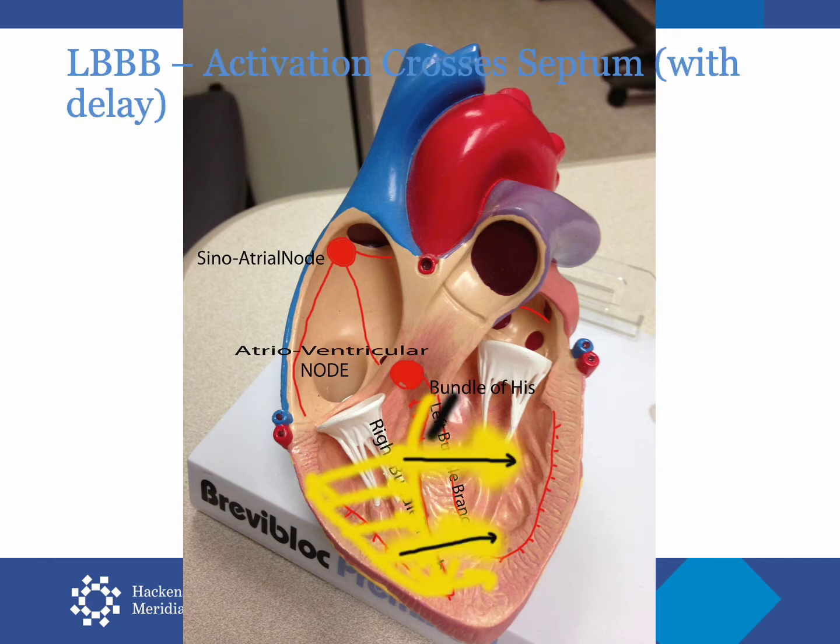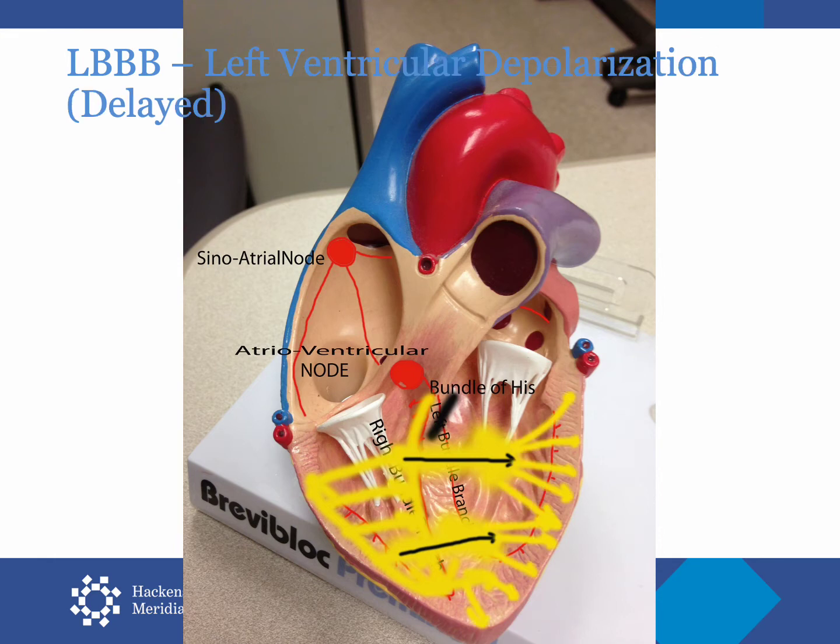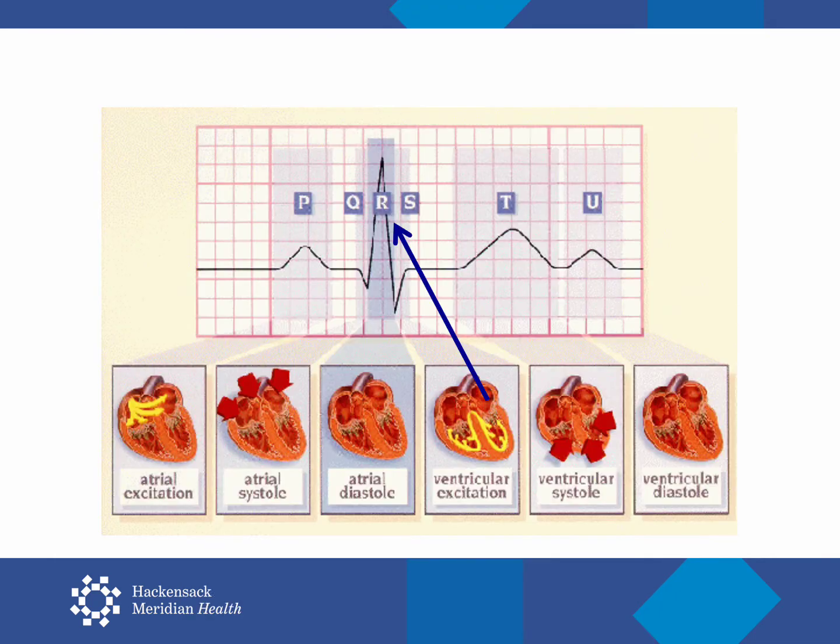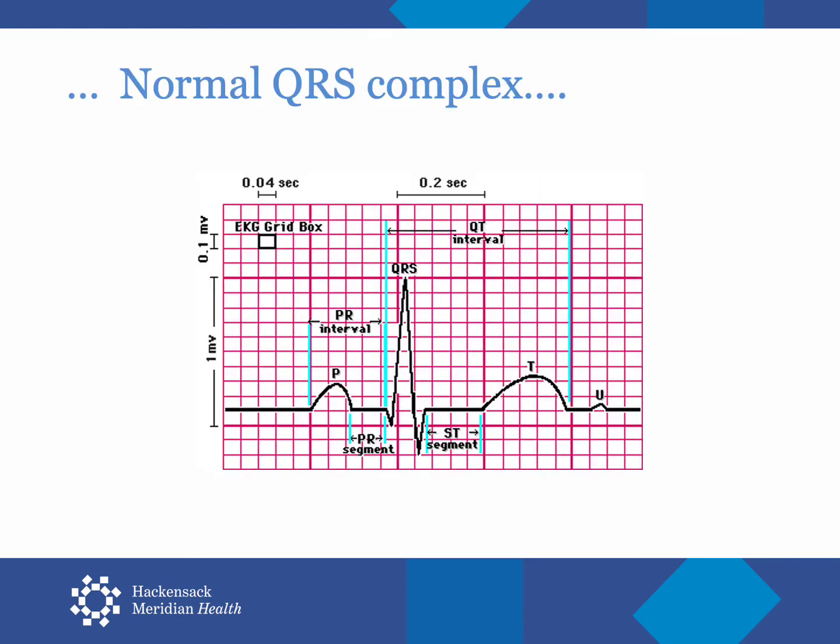Only after the right ventricle is depolarized will the activation spread with the delay across to the left ventricle. That means that the left ventricle will be activated in a delayed fashion. Now we remember that the part of the tracing which corresponds to ventricular activation is the QRS complex, and that the normal QRS complex is shorter than 120 milliseconds, or 3 small boxes.